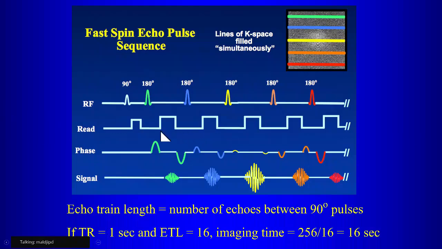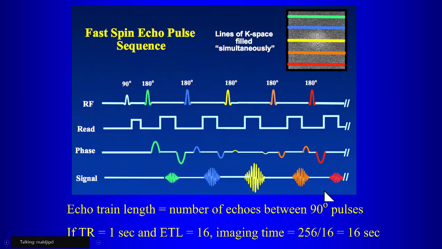But as we're going through this, we apply the 90-degree pulse, then 180-degree pulse, phase encoding gradient, echo; 180-degree pulse, phase encoding gradient, echo; 180-degree pulse, phase encoding gradient, echo. So you see, now we're obtaining multiple lines of K-space between our 90-degree pulses. And this allows us to fill up K-space faster, to acquire the data faster. So the echo train length means the number of echoes between your 90-degree pulses. And so the longer your echo train length, the more echoes you're getting between your 90-degree pulses, right?